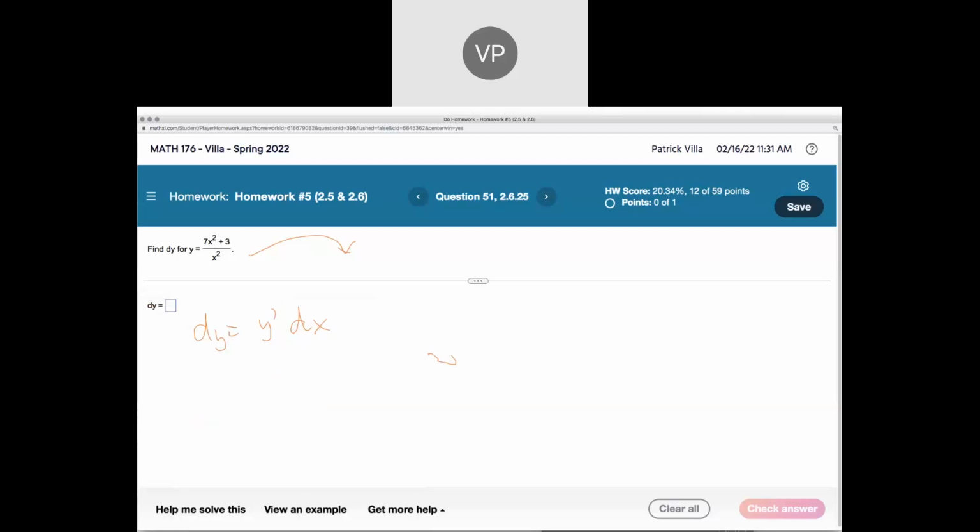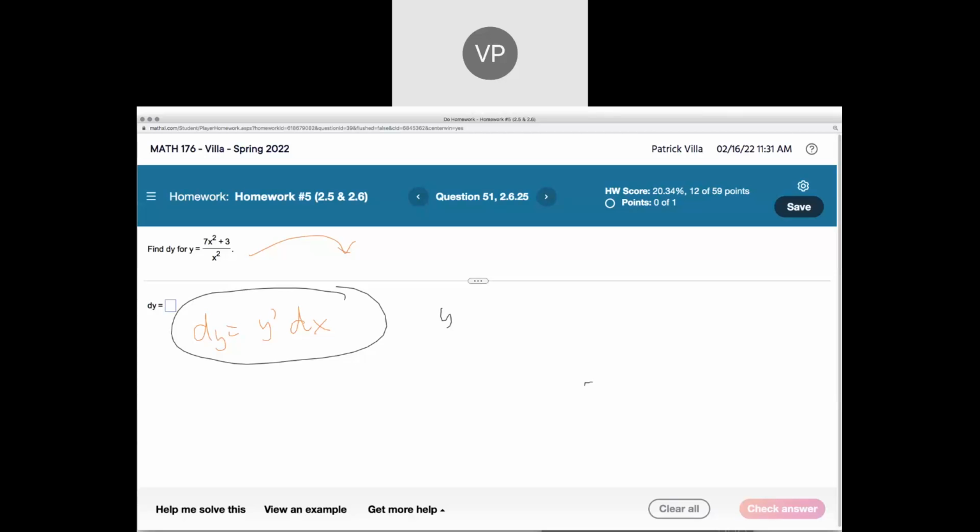Okay, so now we go back to what we're trying to find here. We have to find the derivative first. When they tell you to find dy, you use this formula that I got you right here, and now let's find the y prime.